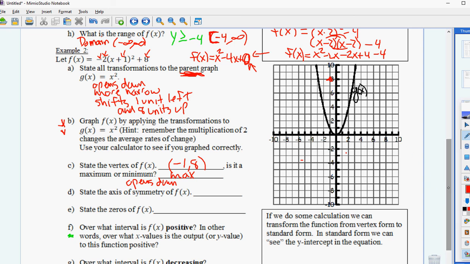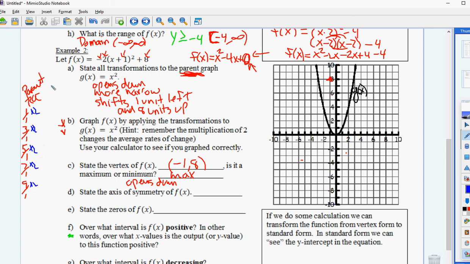So we have the vertex, but the rate of change is not going to be that standard rate of change. Remember, the parent rate of change was 1 over 1, 3 over 1, 5 over 1, 7 over 1, 9 over 1, and so on. Now that the number in front is a 2, I know it's a negative 2, but the negative just makes it open down. It's the 2 that makes it more narrow. I have to multiply all of these rates of change by 2.